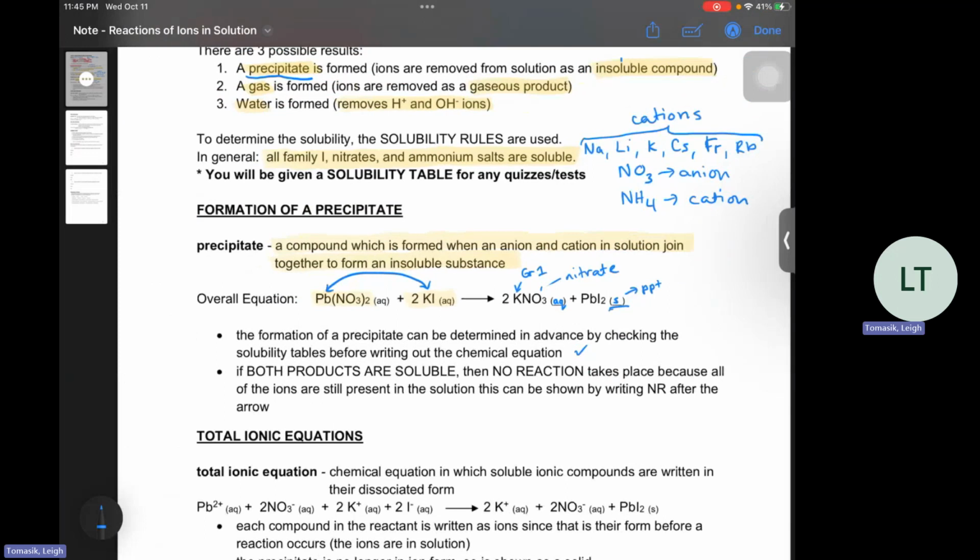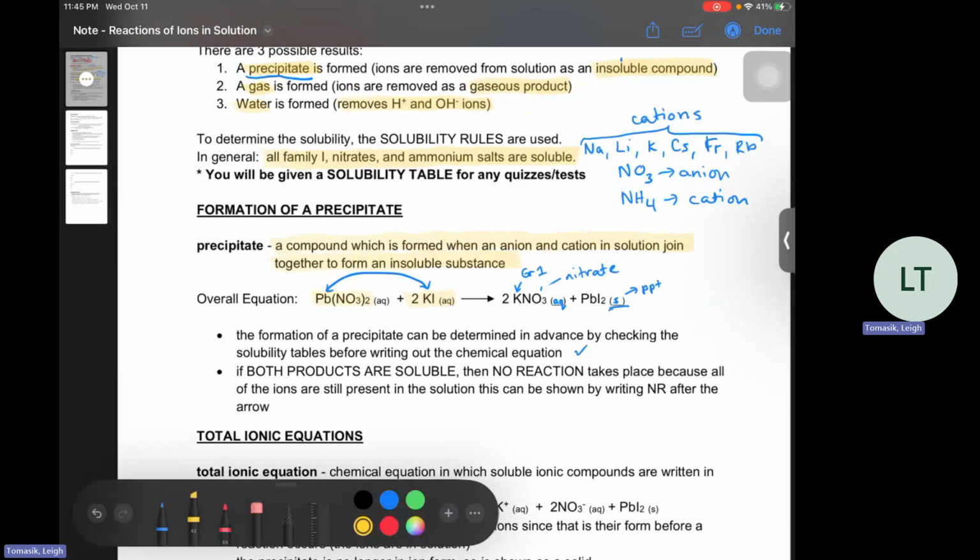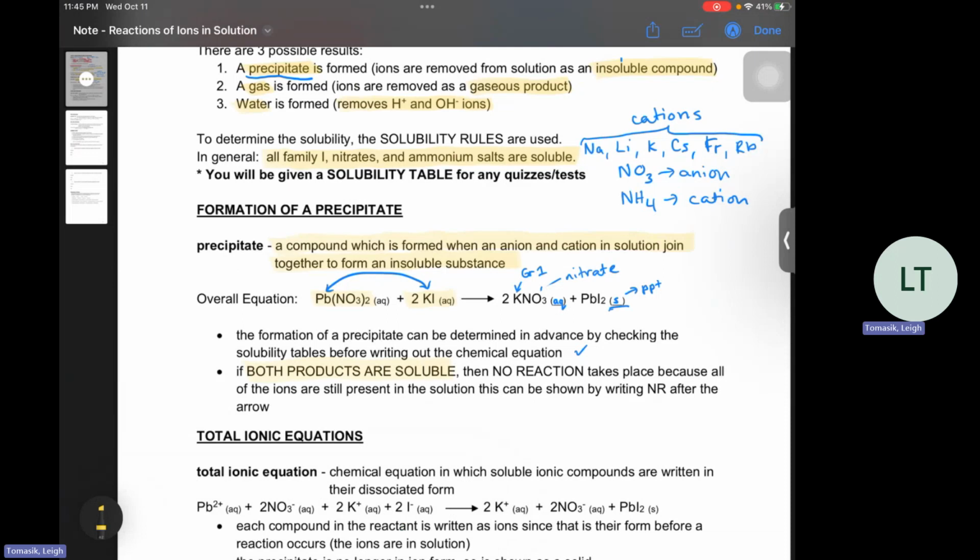If both products are soluble, no reaction occurs because it's like you dissolve two things. It's like dissolving salt and a different salt in the same cup. There's no reaction. Okay, so no reaction takes place because all of the ions are still present in solution, and this can be shown by writing NR after the arrow, but not in this one, not in our practice equation.